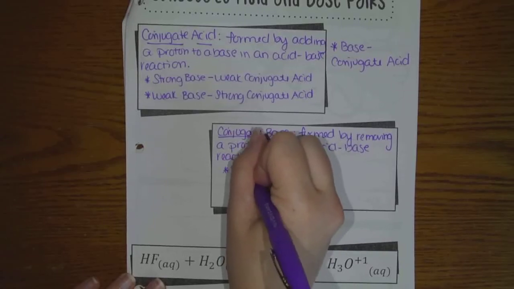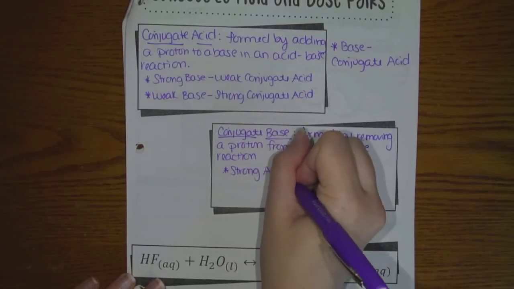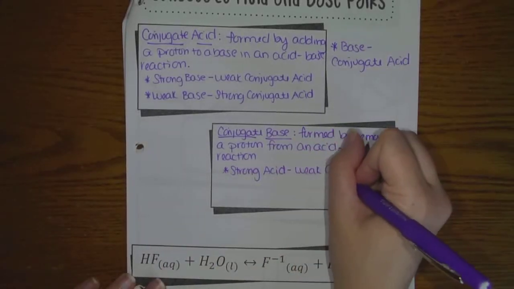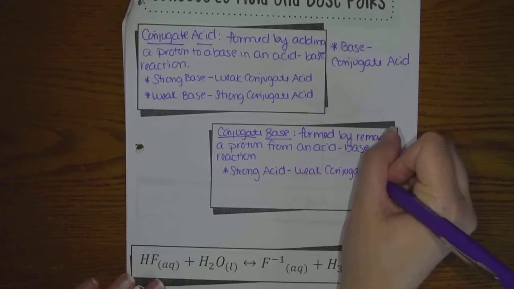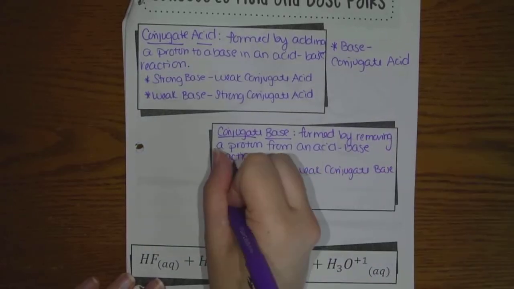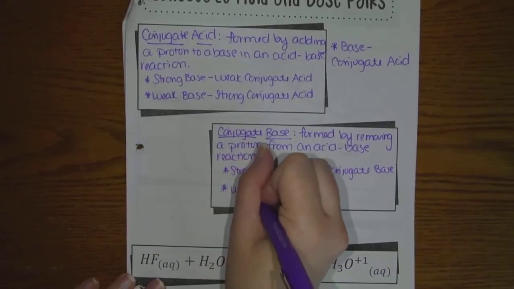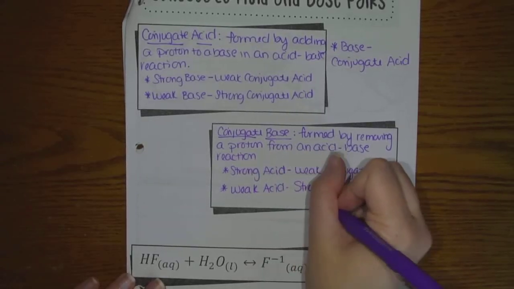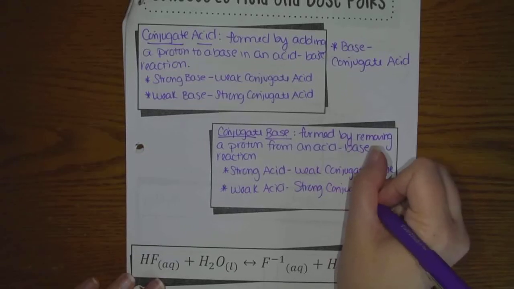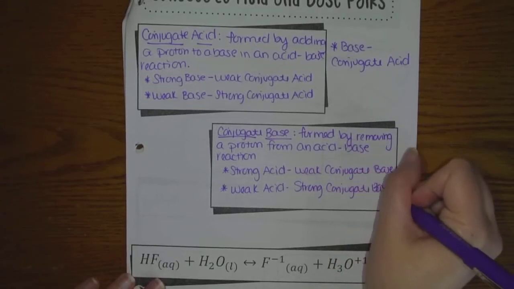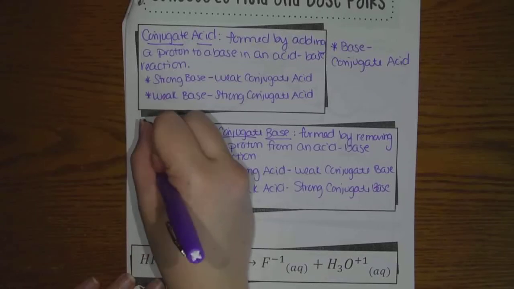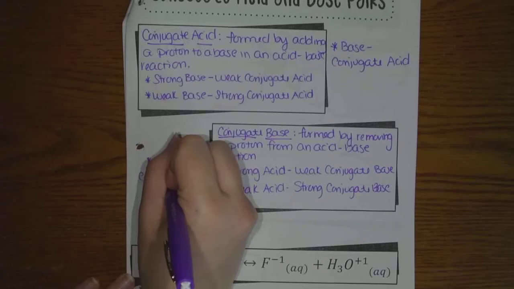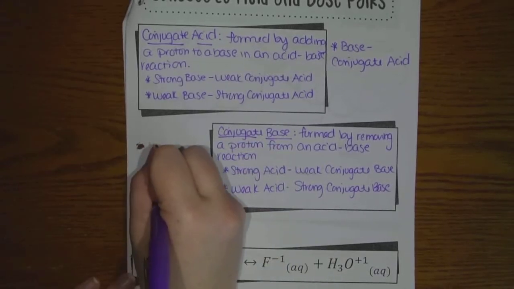If we have a strong acid, again, what do you think? We're going to have a weak conjugate base. And if we have a weak acid, we're going to have a strong conjugate base. Remember, if you have an acid, you're going to have a conjugate base.